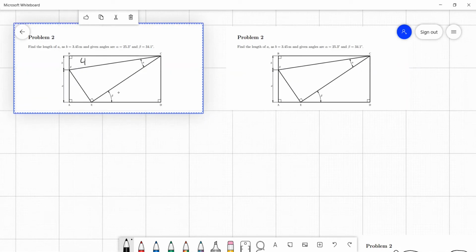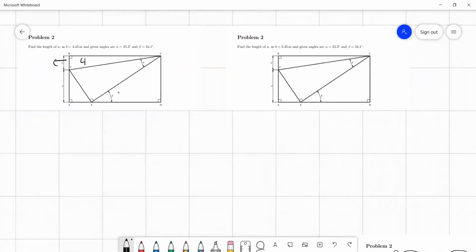All right, what do we need to know? We already know that its side is 3.45 meters. All we need to know is one angle. And this angle, I believe, over here will be useful. Of course, we can find it through this angle as well, but I think that would take more work. We already know that this angle, alpha, is 25.3 degrees. And we can easily find this angle because we already know beta, which is 34.1 degrees.